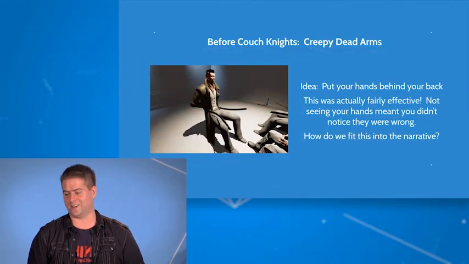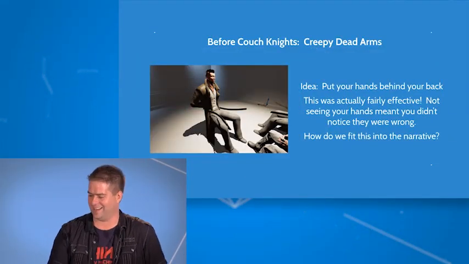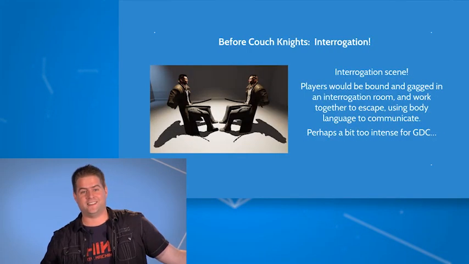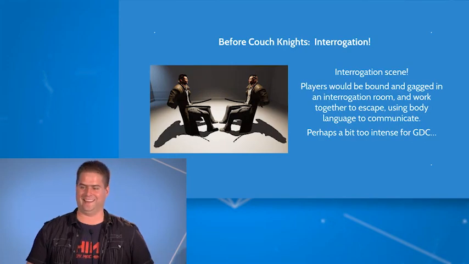So how do we get around this? We said, hey, looking at their arms and suffering, let's put their hands behind their back, right? And it actually worked. Out of sight, out of mind. So we're like, how do we fit this in the narrative? Of course, an interrogation scene, because who doesn't want to be interrogated, right?